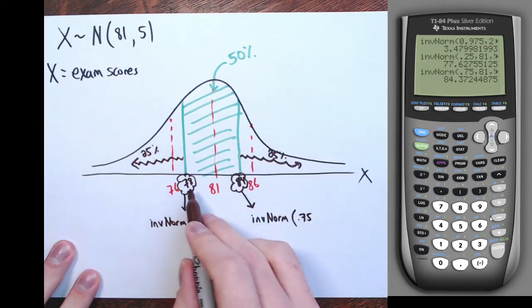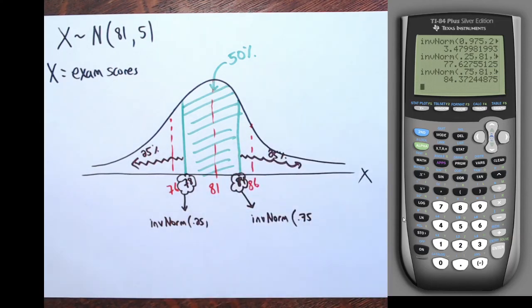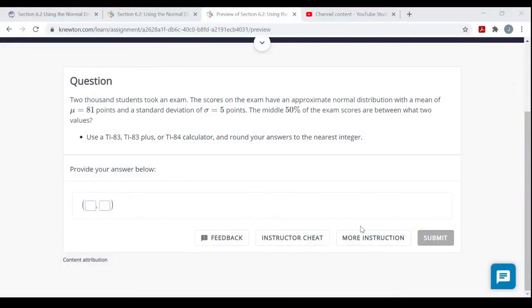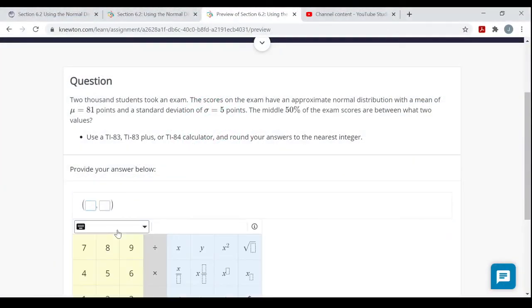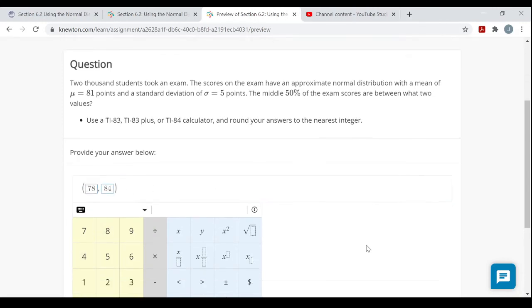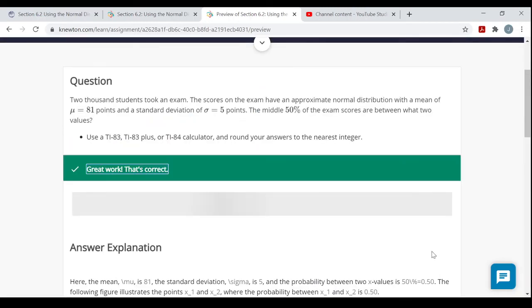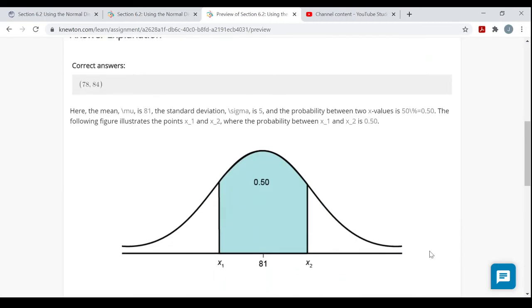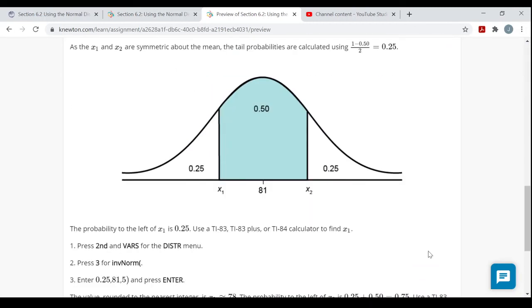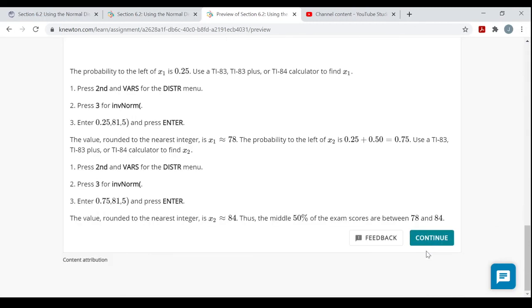So we're talking 78 to 84. Right. So back here, in the range from 78 to 84, those exam scores make up the middle 50% of the data. And again, they go through same kind of picture I drew there and all that. Great.